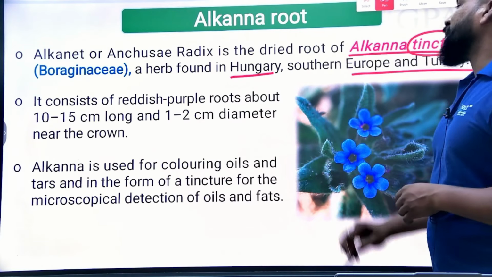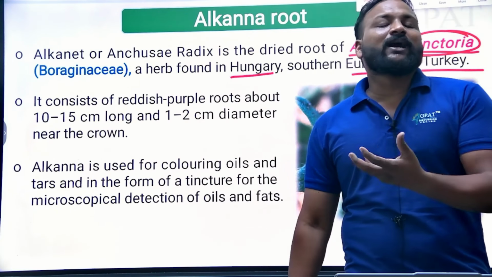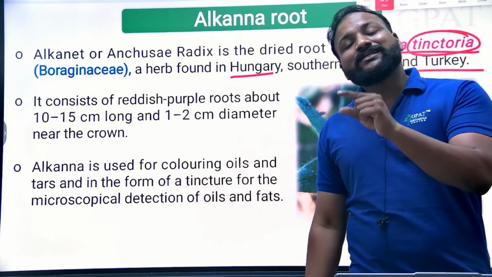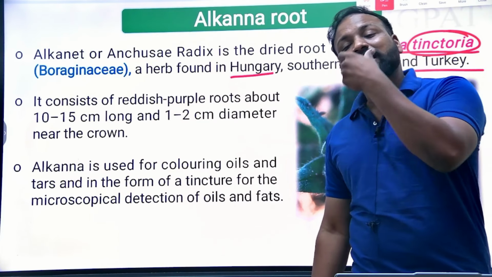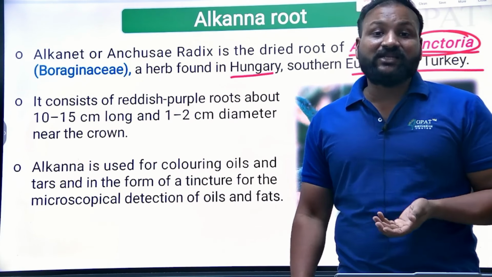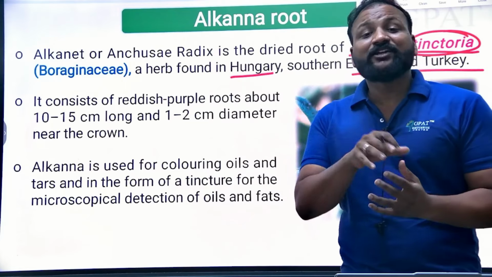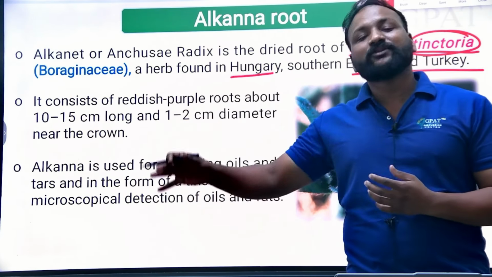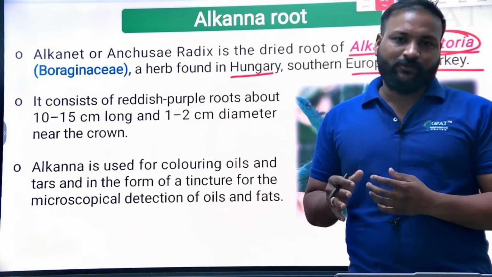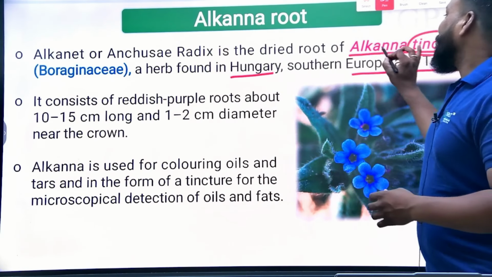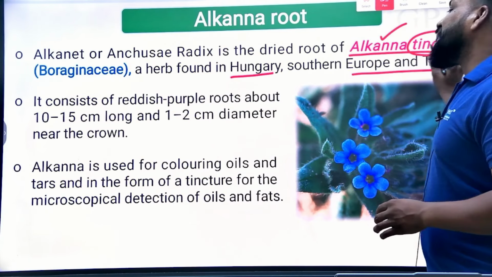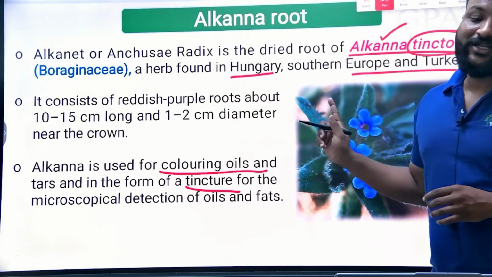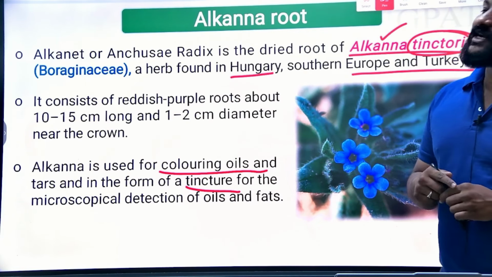That's the reason. Do you know Holarrhena? The species name is Holarrhena antidysenterica. So the species name of a plant is sometimes given based on the pharmacological action. Antidysenterica means it is used to treat amoebic dysentery. That is how some plant species names are given. Here it is Alkanna tinctoria. Tincture is mainly used for coloring oils and tars, and as a tincture for the microscopical detection of oils and fats.